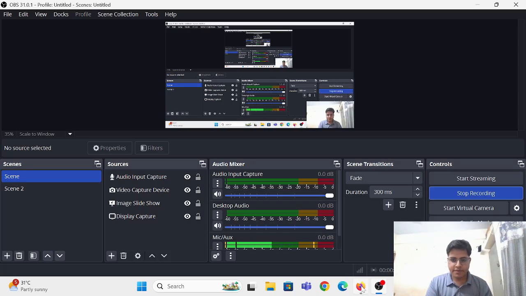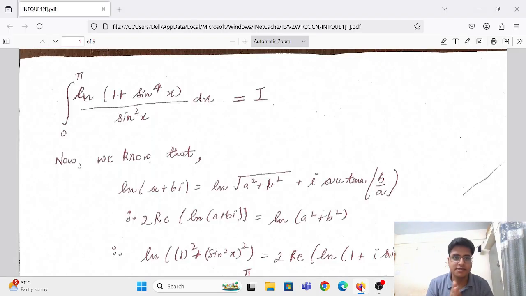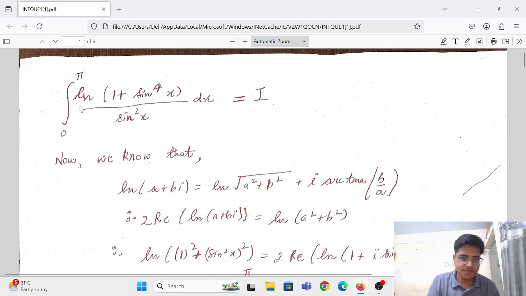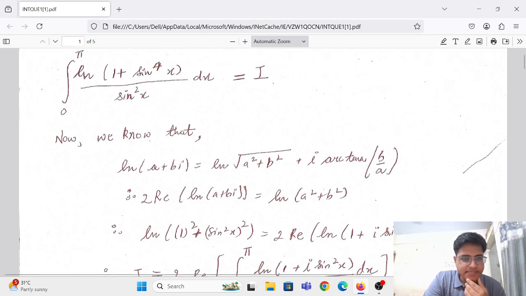Hello everyone, my name is Paras Palani and today we are going to discuss the integration of the function ln(1 + sin x to the power of 4) dx over sin squared x, and we integrate it from 0 to pi.